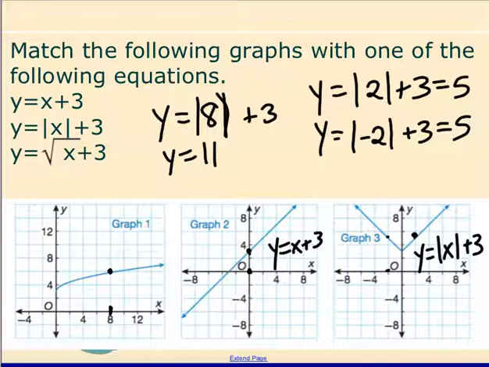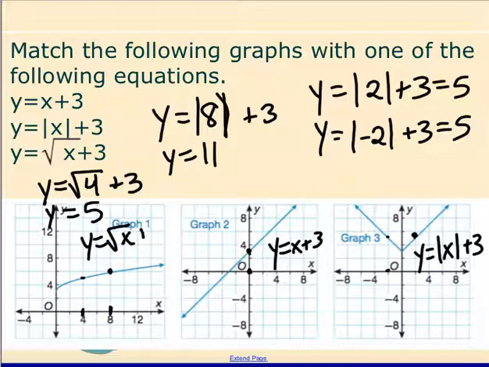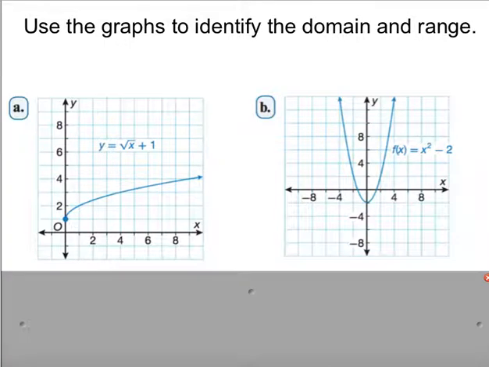And then let's just check with y equals the square root of x plus 3. Let's pick a number, how about 4? So we would say y equals the square root of 4 plus 3. So I should come out with y equaling 2 plus 3, which is 5. Does it stop at 5? Yes, it does. Okay, so this one is my y equals the square root of x plus 3. So we can plug in numbers to see what we have.